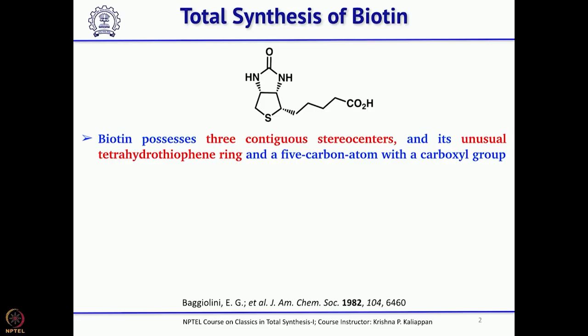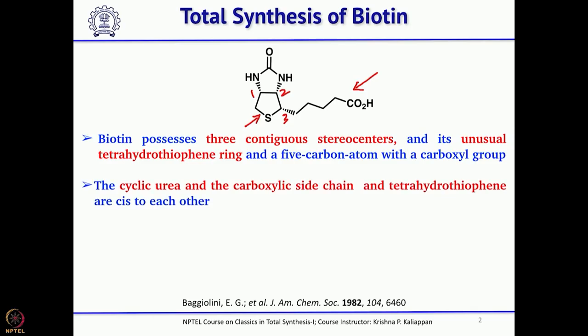can see that there are three contiguous stereocenters. So 1, 2, 3. These three are chiral centers and they are contiguous, and there is one tetrahydrothiophene ring. Okay, you can see a completely reduced thiophene ring, and there is a 5-carbon side chain having a carboxylic group at the terminal end. Then you also have a cyclic urea. Okay, you have a cyclic urea.